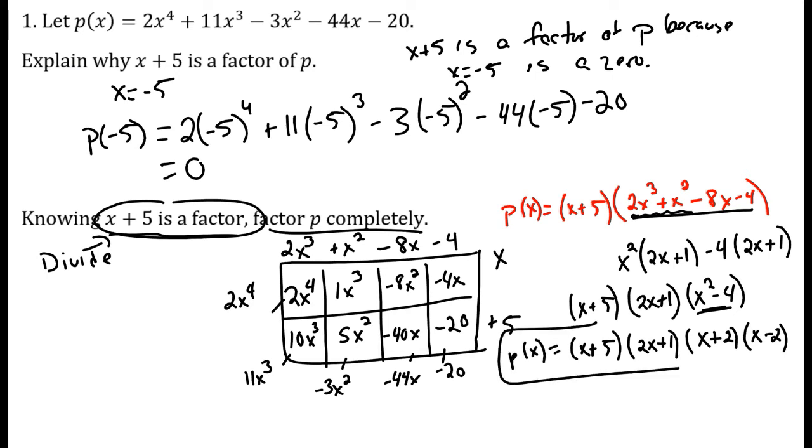It's an x to the 4th polynomial, which means I could have 4 linear factors, which I do. We factored p of x completely as the product of 4 linear factors there.